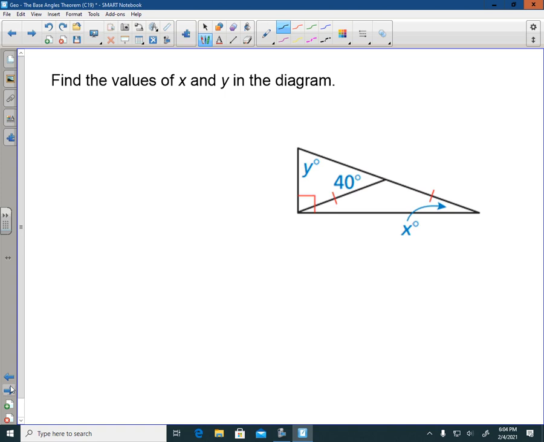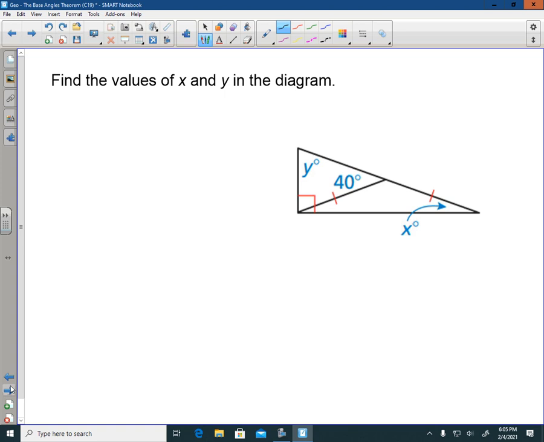All right, so let's do another one, slightly more complicated. I think this is probably a homework problem, so this one will be good to do together. Find the values of x and y in the diagram. So the first thing we want to recognize is that we have a right triangle here. We also have an isosceles triangle here, and we have what appears to be a scalene triangle here. And so we're going to have to use a few tools in order to figure this problem out.